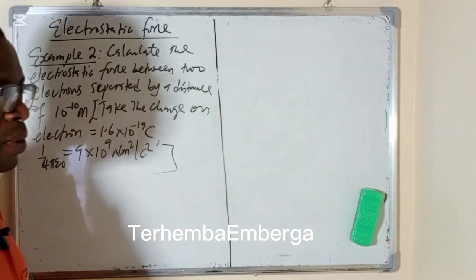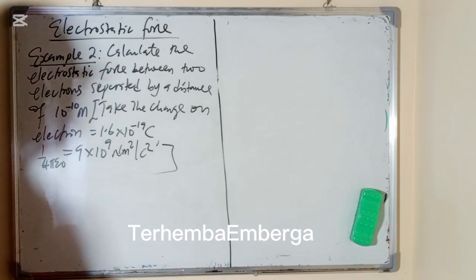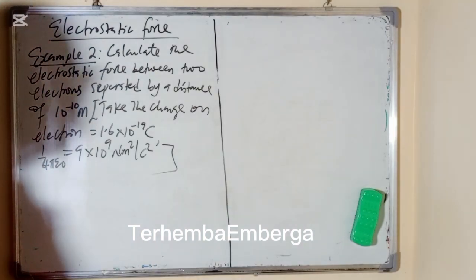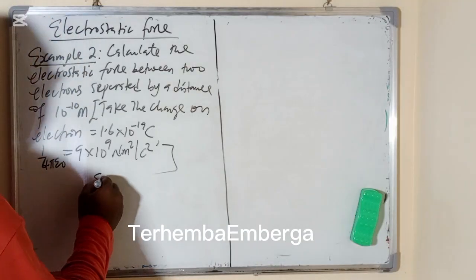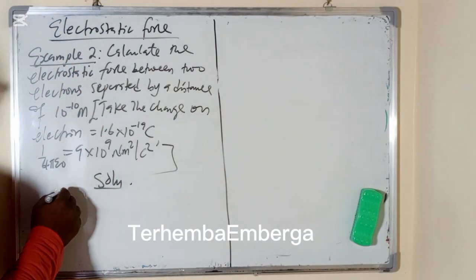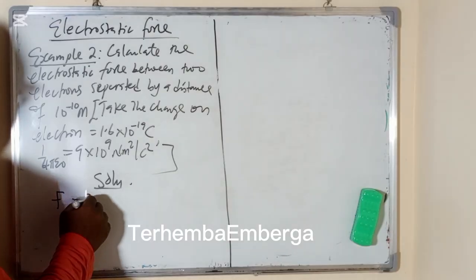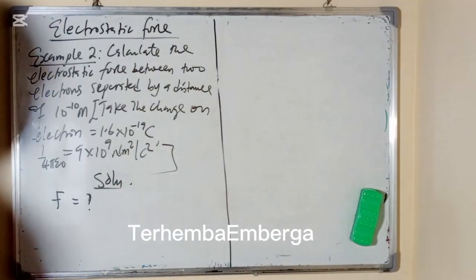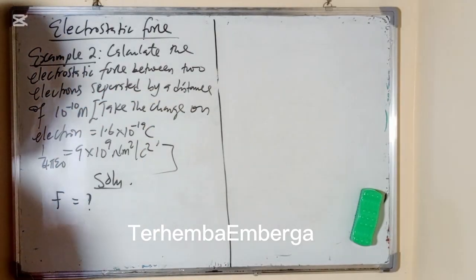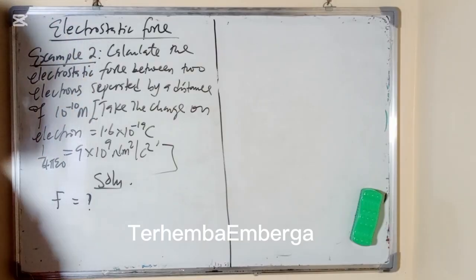Given a problem, you need to analyze the problem. What are you looking for? What are the parameters? That's the first thing you need to do. Calculate the electrostatic force, which is F. Calculate the electrostatic force between two electrons. An electron is a charged particle, a negatively charged particle.